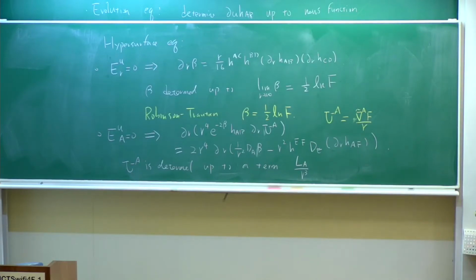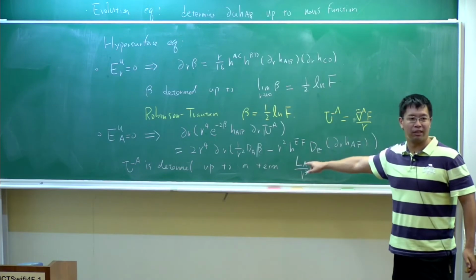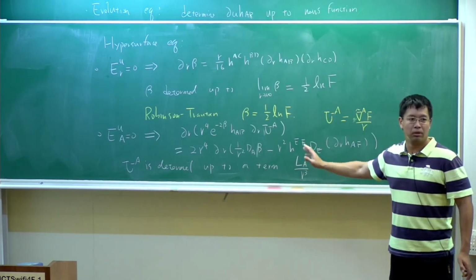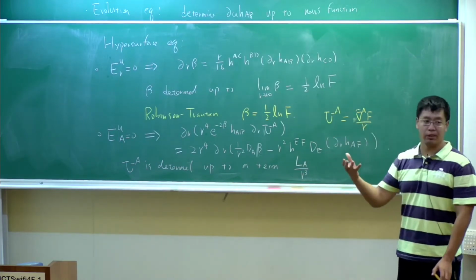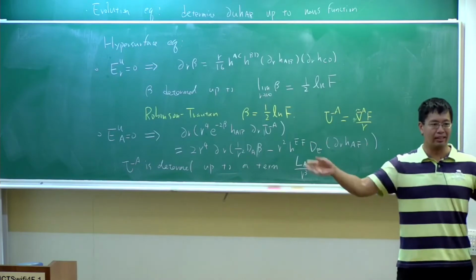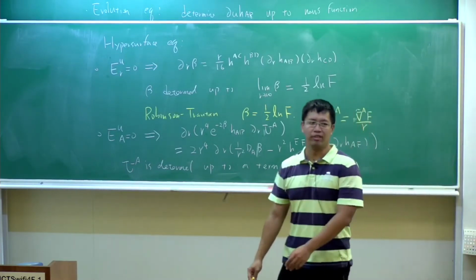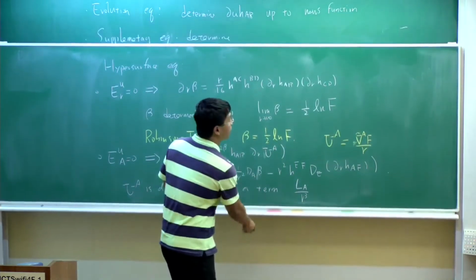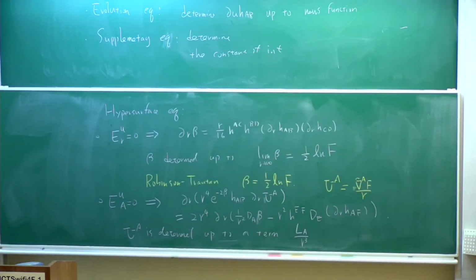And in principle, you could still add a term of order r to the minus 3, but that is chosen to be 0. So that later on, when we iterate this into the next hypersurface equation, we don't get a bunch of tail terms in the expansion for V. Okay? So this is this.